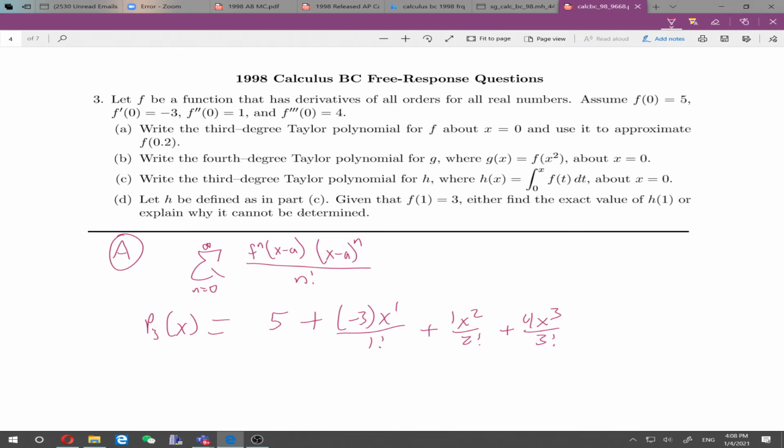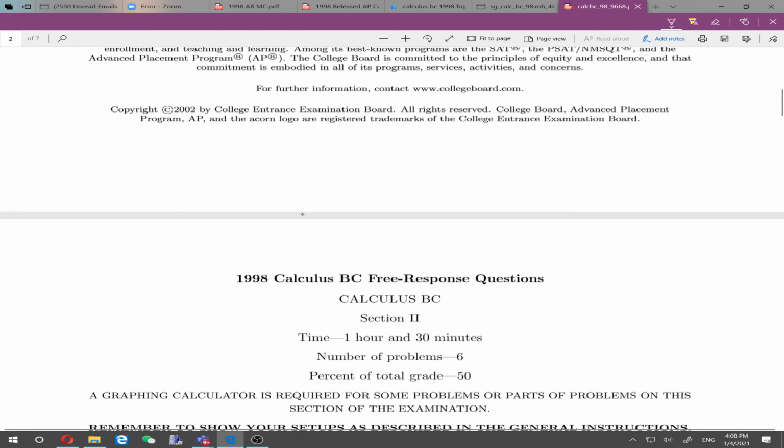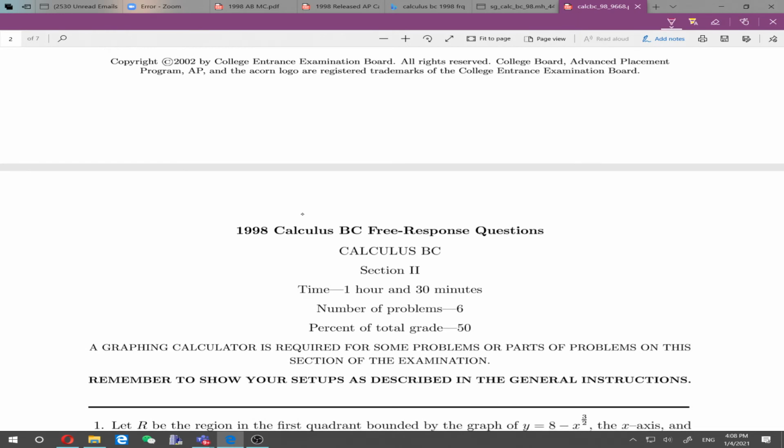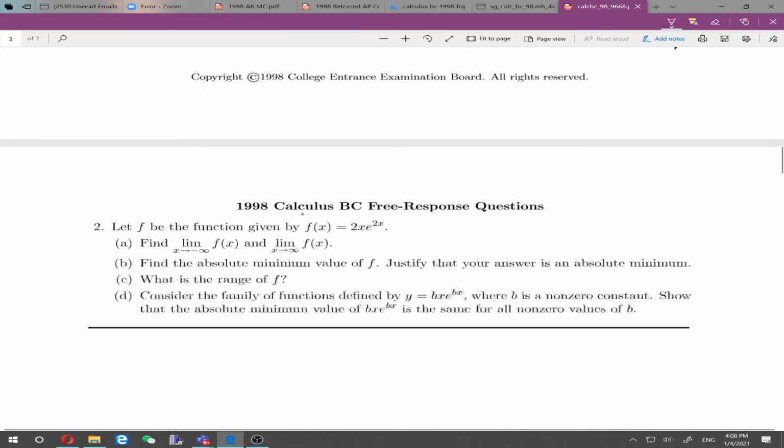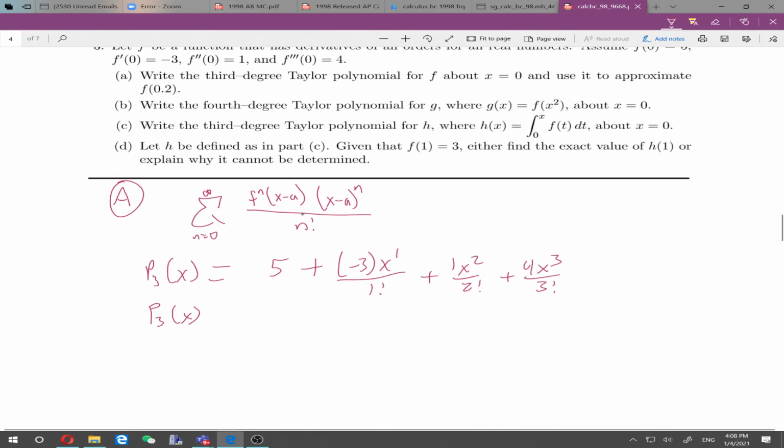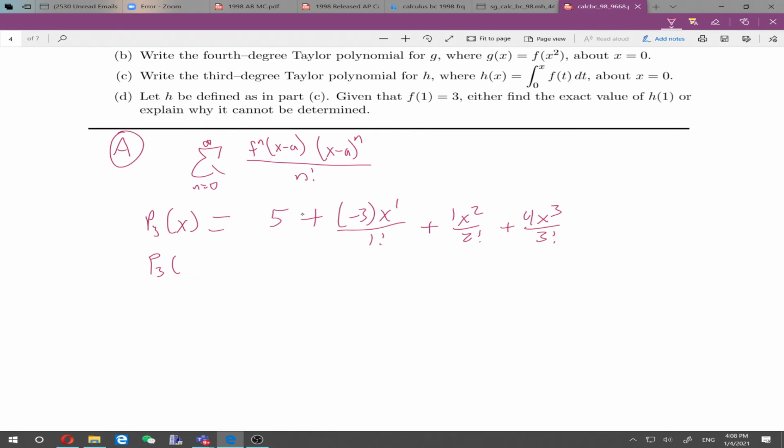Oh, I think we just plug in 0.2 for x. We do just plug in 0.2 for x. This is P cubed of x. Do we have a calculator for this or not? Okay, we do have a calculator for this question for that year. So I'm going to go ahead and use a calculator for that. 0.2.